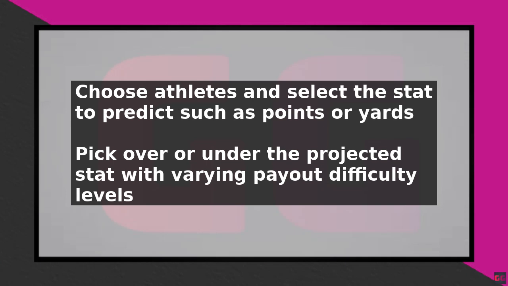PrizePicks offers a tiered payout system, where the payout increases as the difficulty of the pick increases. For example, picking an athlete to score over a high number of points will have a higher payout than picking them to score over a low number of points.